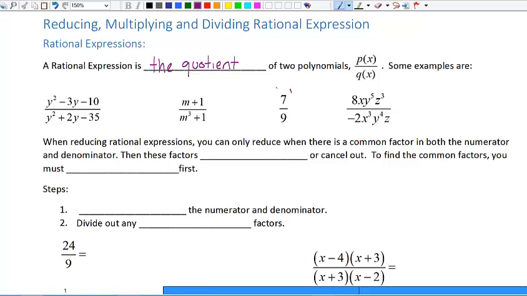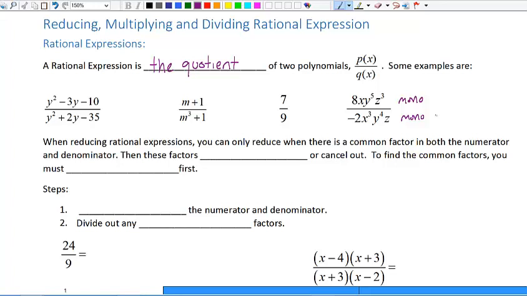Even 7/9, some students might not think 7/9 is a polynomial, but 7, even though it's a number, classifies as a polynomial. And even the last one, where we have a monomial over a monomial, is a subcategory of polynomial, so this all works.